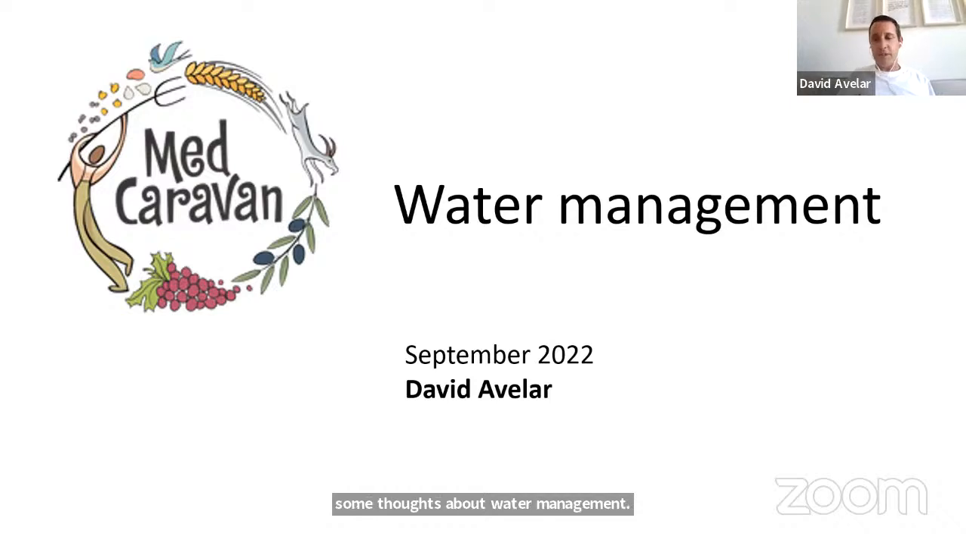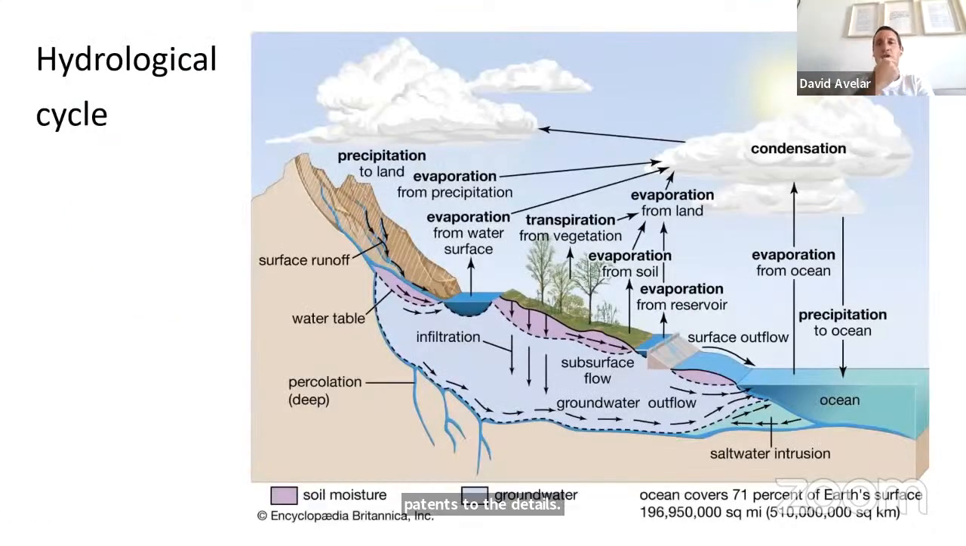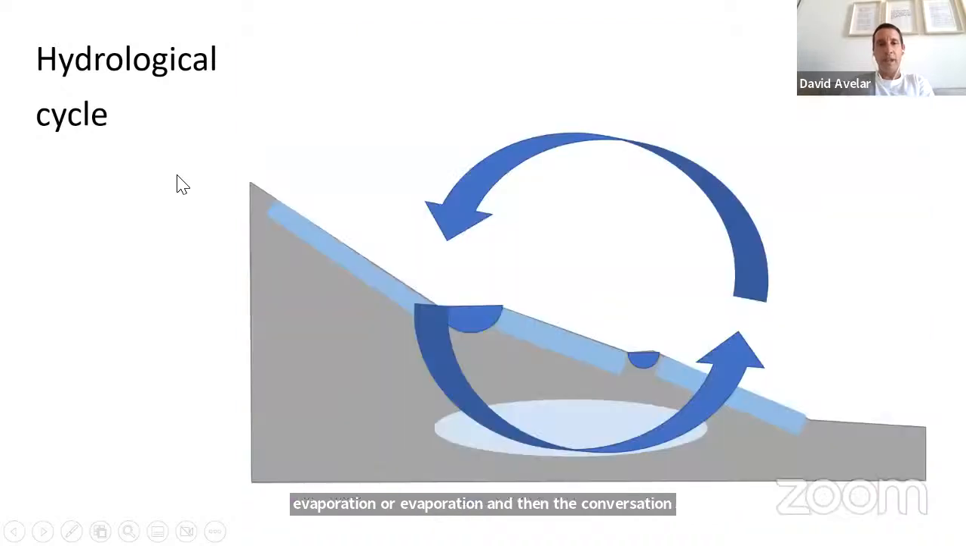So what's water management? Let's try to go from the patterns to the details. The first thing I need to start with is the hydrological cycle. Our farm, our area, our landscape is somewhere in the middle of a cycle, where there's no beginning, but let's start with the precipitation, the runoff, the surface water storage, the infiltration, different perspectives of evaporation or evapotranspiration, and then the condensation, and the cycle goes again. It's quite complex, but we can simplify.